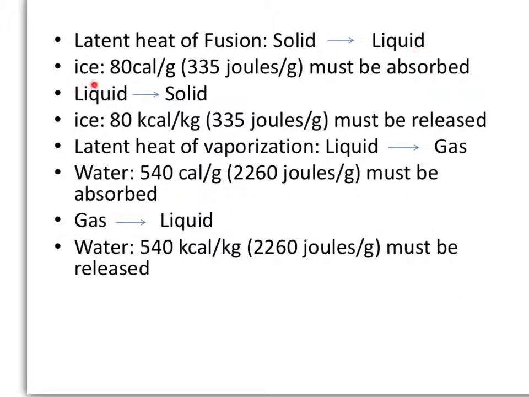Now, for ice, this quantity is 80 calories per gram, which is 335 joules per gram, same number, only expressed in joules. And that quantity of heat must be absorbed just to cause the change in state from the solid to the liquid. Now, we use this a lot, for example, in keeping drinks cool.